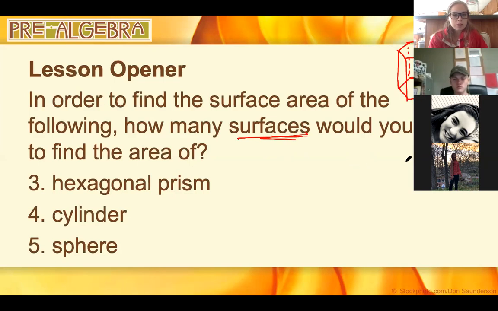6. Remember, you have to count your bases as well, top base and your bottom. So it would be 8. What about a cylinder? How many surfaces would there be?